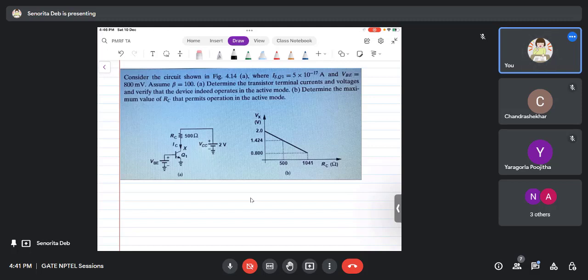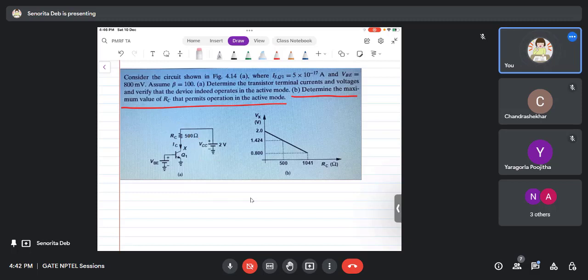Determine the maximum value of RC that permits operation in active mode. So this is the interesting part. This is where GATE questions can come from. What is happening in a BJT? When you give the bias voltages, it gets biased to some region of operation, either reverse bias or forward bias, and it all depends upon the values of the design parameters. So VCC and RC are something you are externally connecting, right? That is what will decide the region of operation. Therefore the question is framed in this manner.